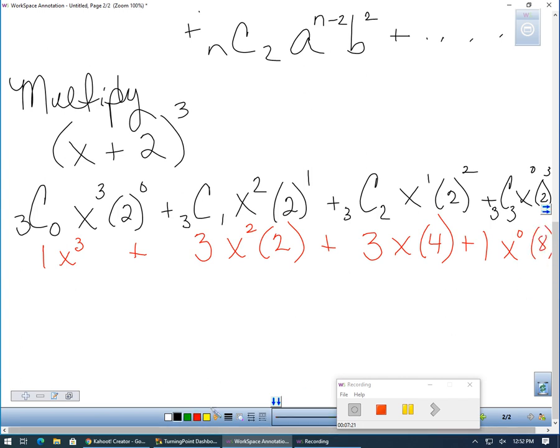Alright, so let's go through and simplify this. We get x to the third, plus 3 times 2 is 6, x squared. Plus, here we have 3 times 4 times x, or 12x. Plus 8.